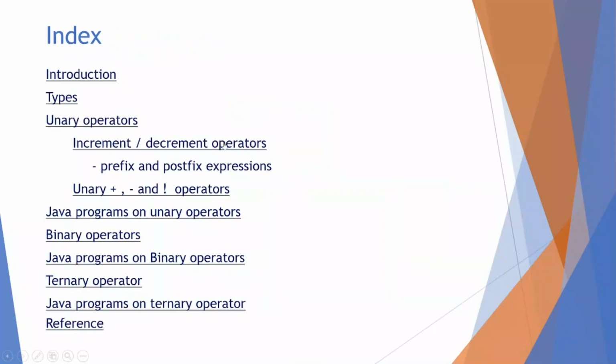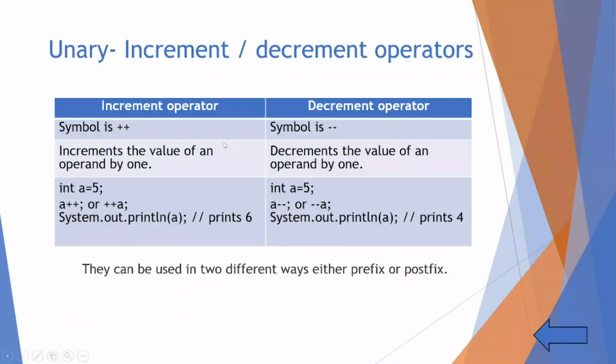Let's see increment and decrement operators. Increment operator, plus plus is the symbol. Decrement operator, minus minus is the symbol. What does it do? It increments the value of the variable by 1, exactly by 1. If you want to do increment by 2, we have to write a = a + 2. We cannot write a plus plus plus plus or something like that. So it increments the value of the variable by 1, and here it decrements by 1.